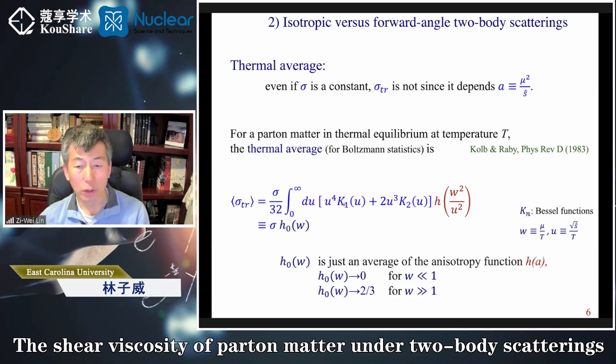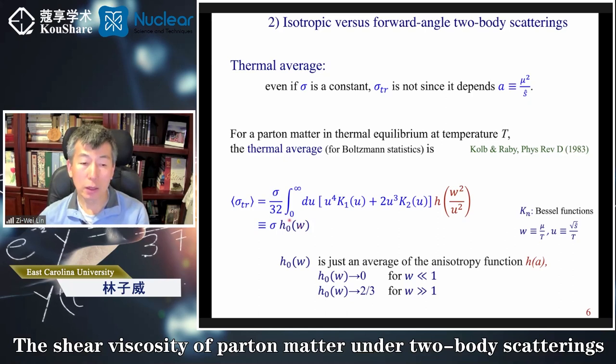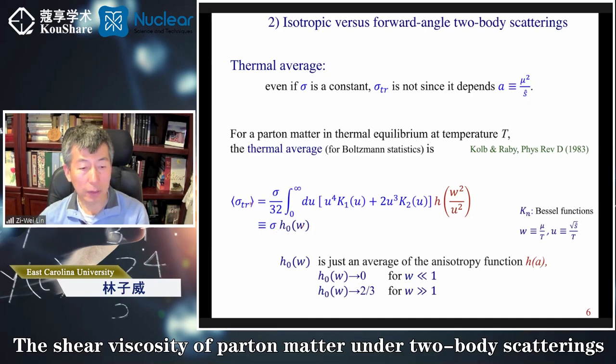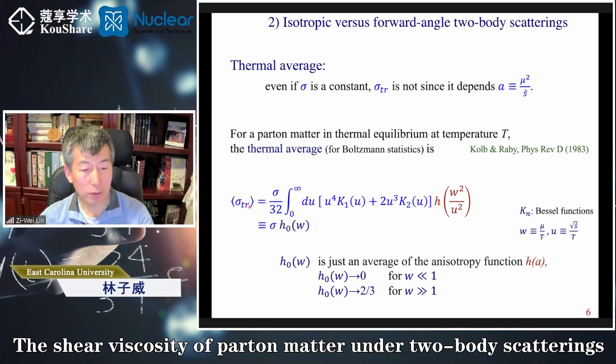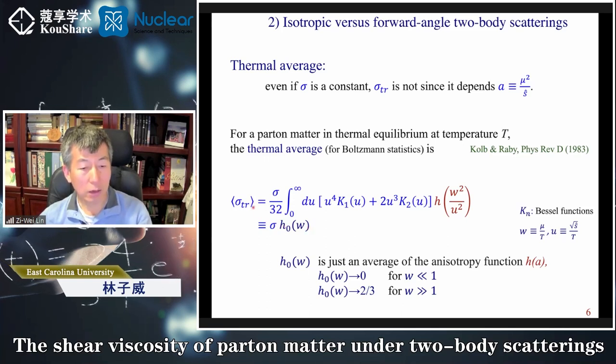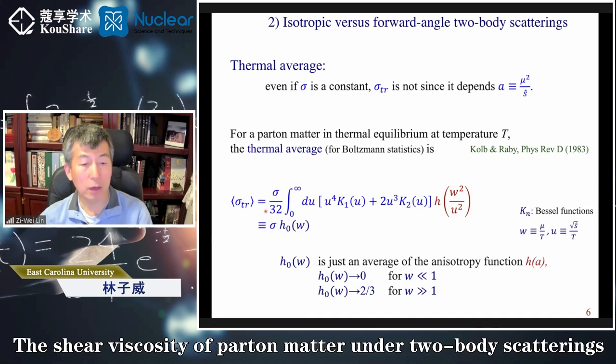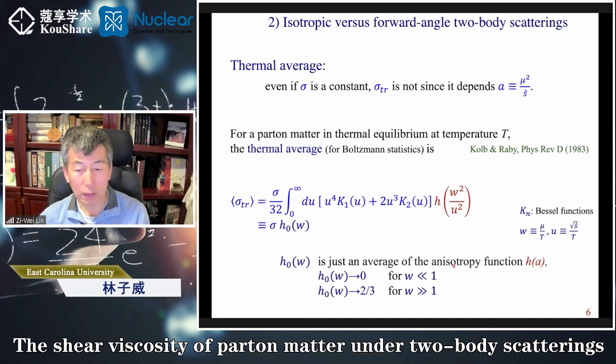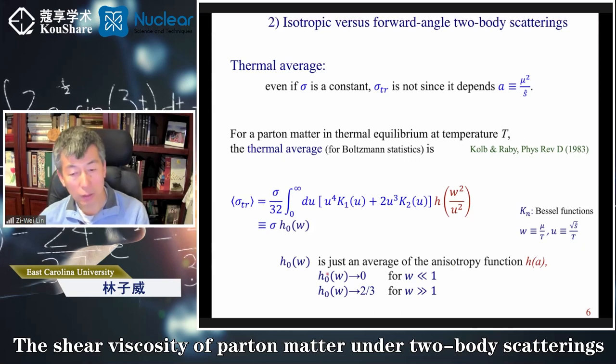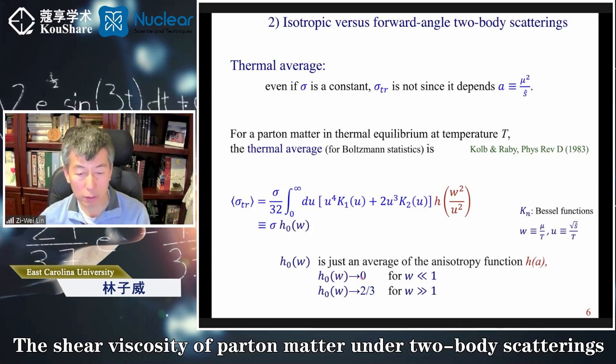It's an integral over U, where H depends on another parameter W and U. And W is mu over T, so the spinning mass over the temperature. So if you integrate over U, then you get a function of W, and we call it sigma H0(W), because without the thermal average, you remember that the sigma transport is sigma times HA. And here, this H0 is similar to HA, it is just an average of the anisotropy function H. And it also behaves similarly, qualitatively the same.